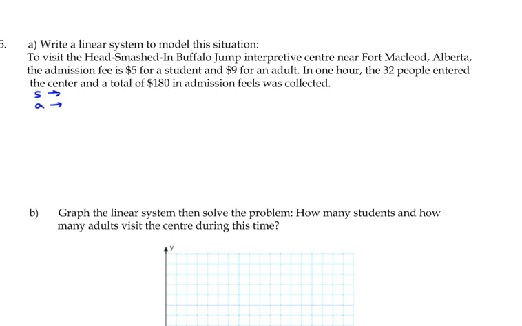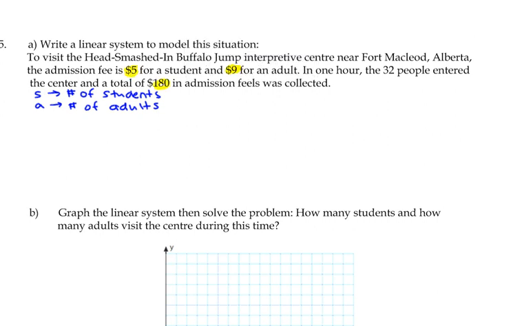How many? So let's all use the same variables. So S will be the number of students and A will be the number of adults. Now we can always use X and Y as well, or you can use S and A. Let's start with S and A. So I'd like you to try and make the equation on your own.